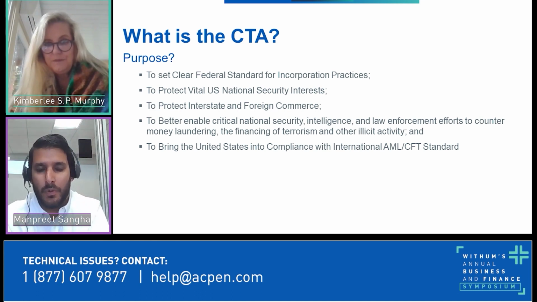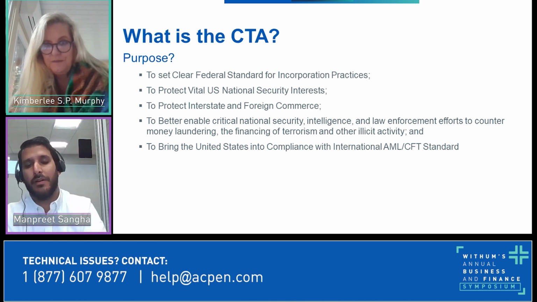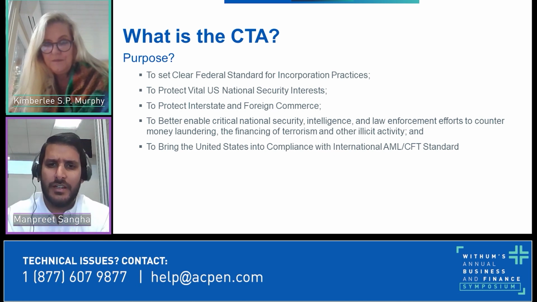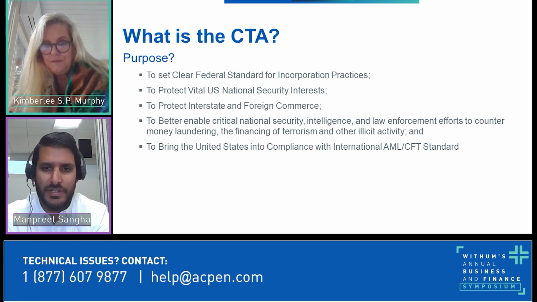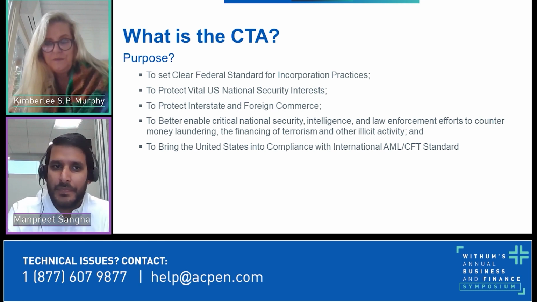In other parts of the world, this is pretty common practice. And we've even seen in the US, a couple of cities over the past few years have started to require a bit more information reporting around beneficial owners, particularly in the real estate context. But that's really the aim of the CTA here, is to establish that federal standard, begin gathering more beneficial owner information, and really start aligning U.S. practices with more international norms.